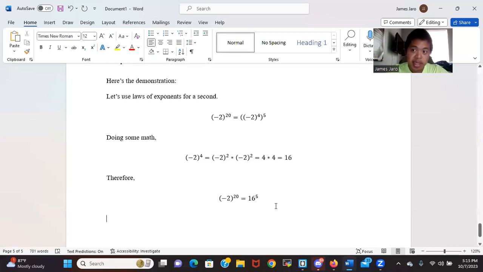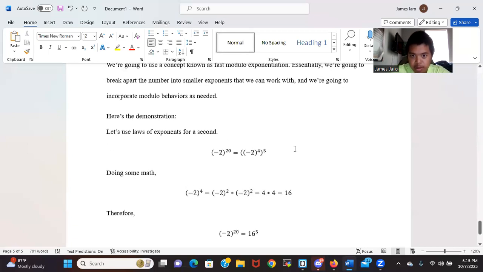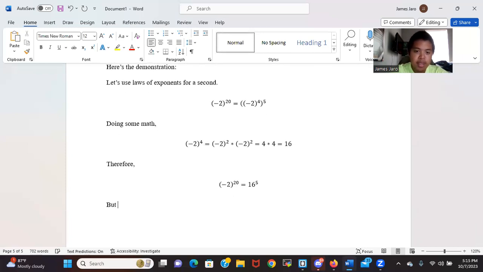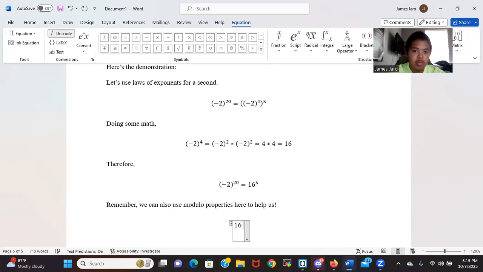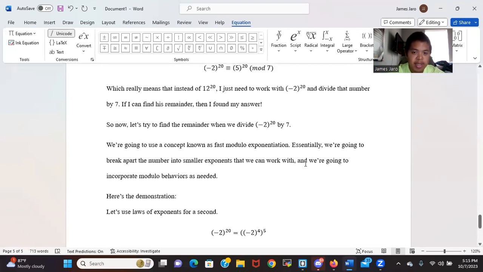Maybe 16 to the 5th is a big number, right? But we can remember, we can also use modulo properties here to help us. And hopefully we're trying to find a remainder when we divide by 7, right?